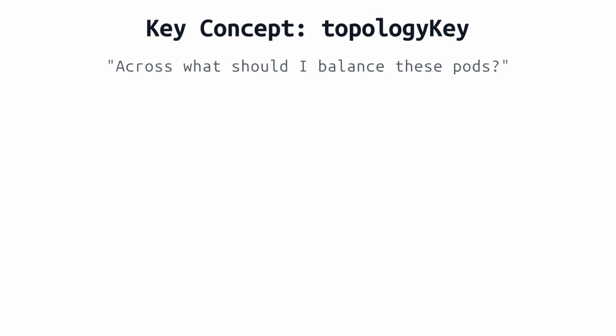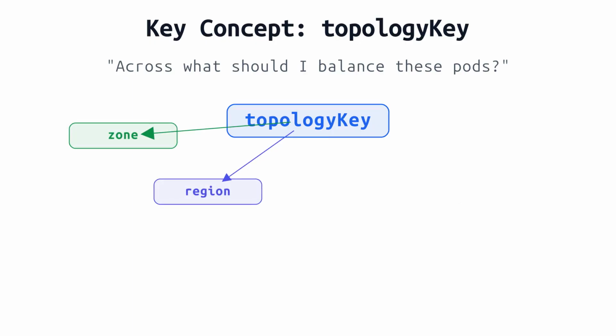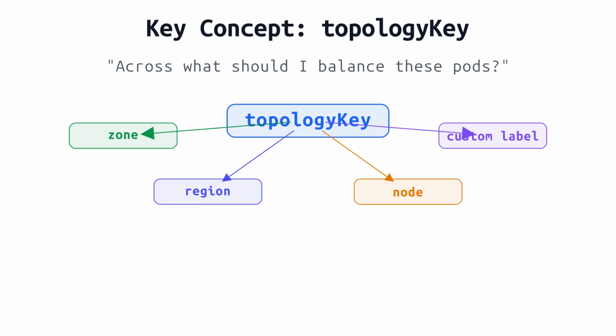To understand this feature, you need one important term, topology key. A topology key tells Kubernetes what kind of bucket it should spread pods across. That bucket could be a zone, a region, a node, or even a custom label you define yourself. So topology key is basically the answer to this question. Across what should I balance these pods?